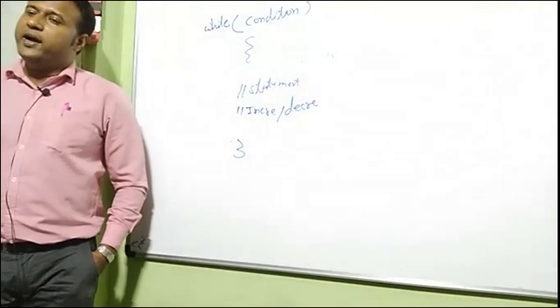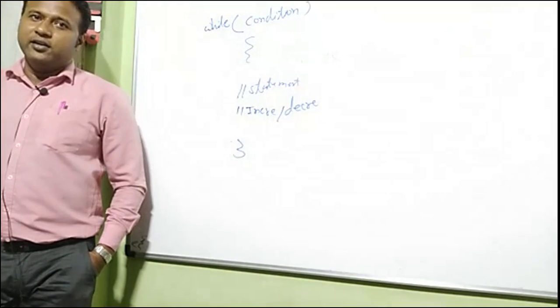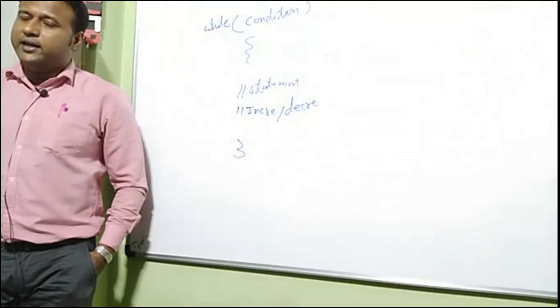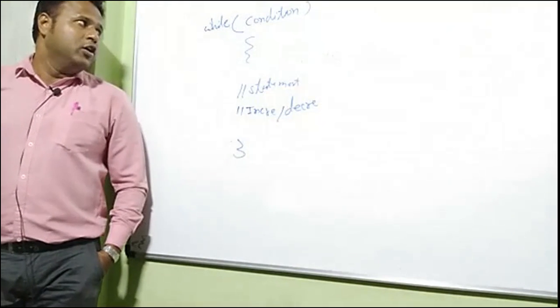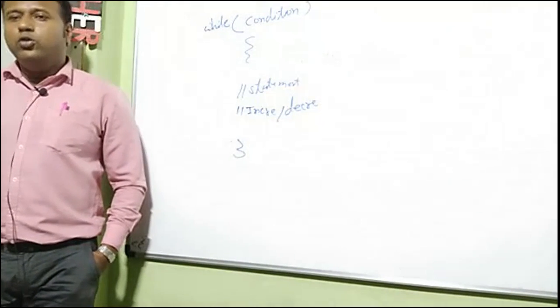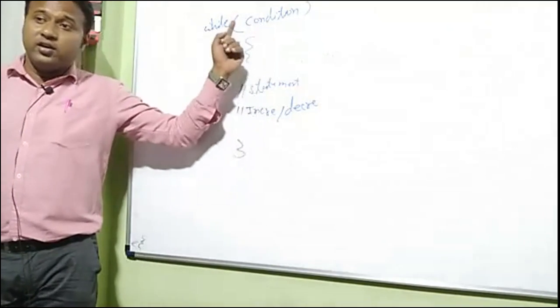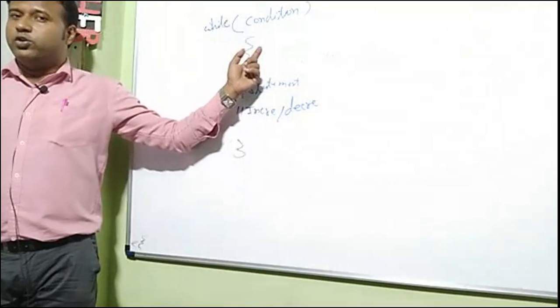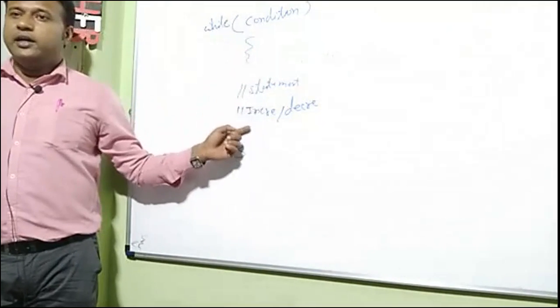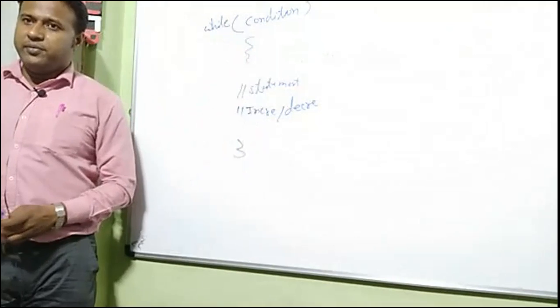In for loop, what happened: all the things you define in one content. Okay, in while loop, first you go for a condition, till your condition is true. मतलब जब तक आपका condition true रहता है तब तक ये statement आपका execute होगा. Okay.